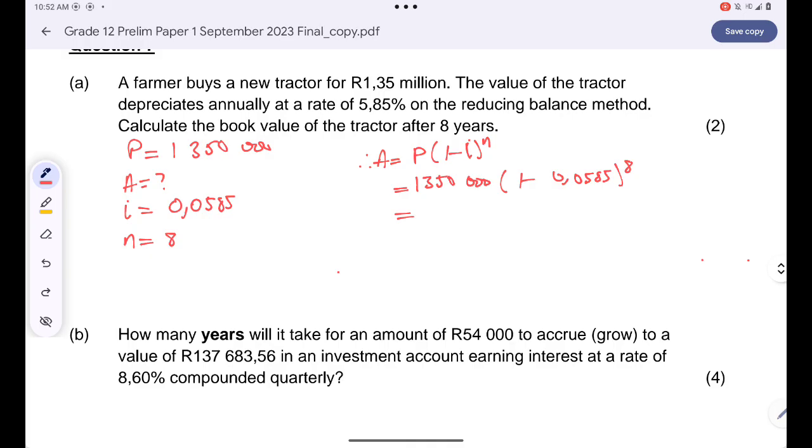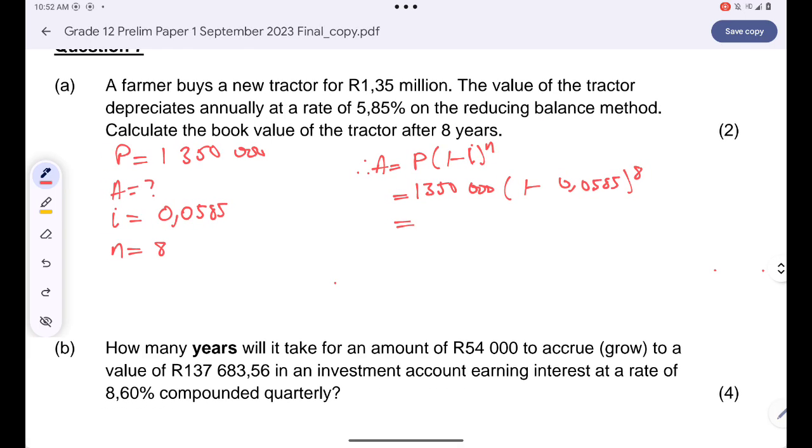So the value of the tractor after 8 years will simply be 833,482 rands 27 cents.